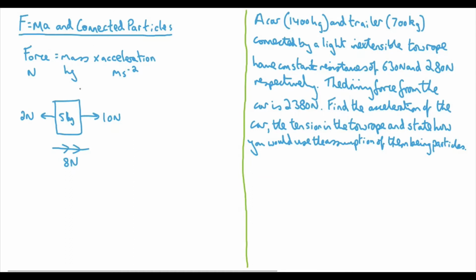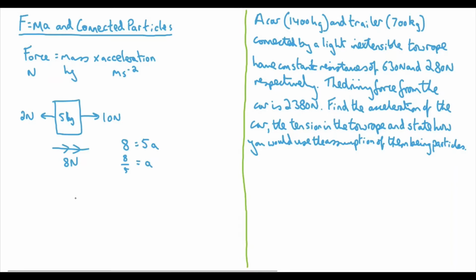From this, using this formula, therefore, we could work out what the acceleration of that object is. We could say that the resultant force, 8, is equal to the mass of 5 times the acceleration. Therefore, the acceleration is going to be 8 over 5, or 1.6 if you prefer as a decimal.